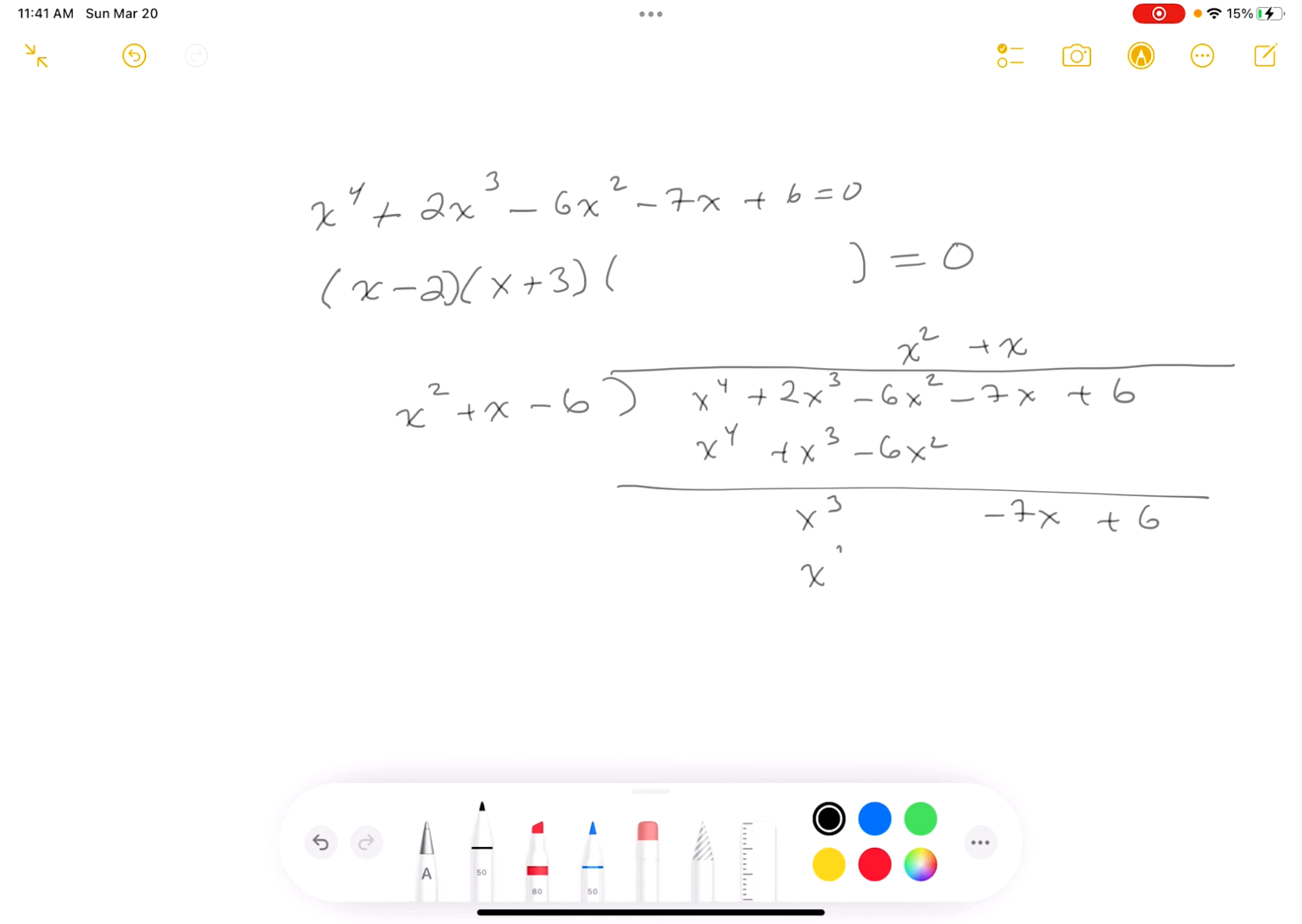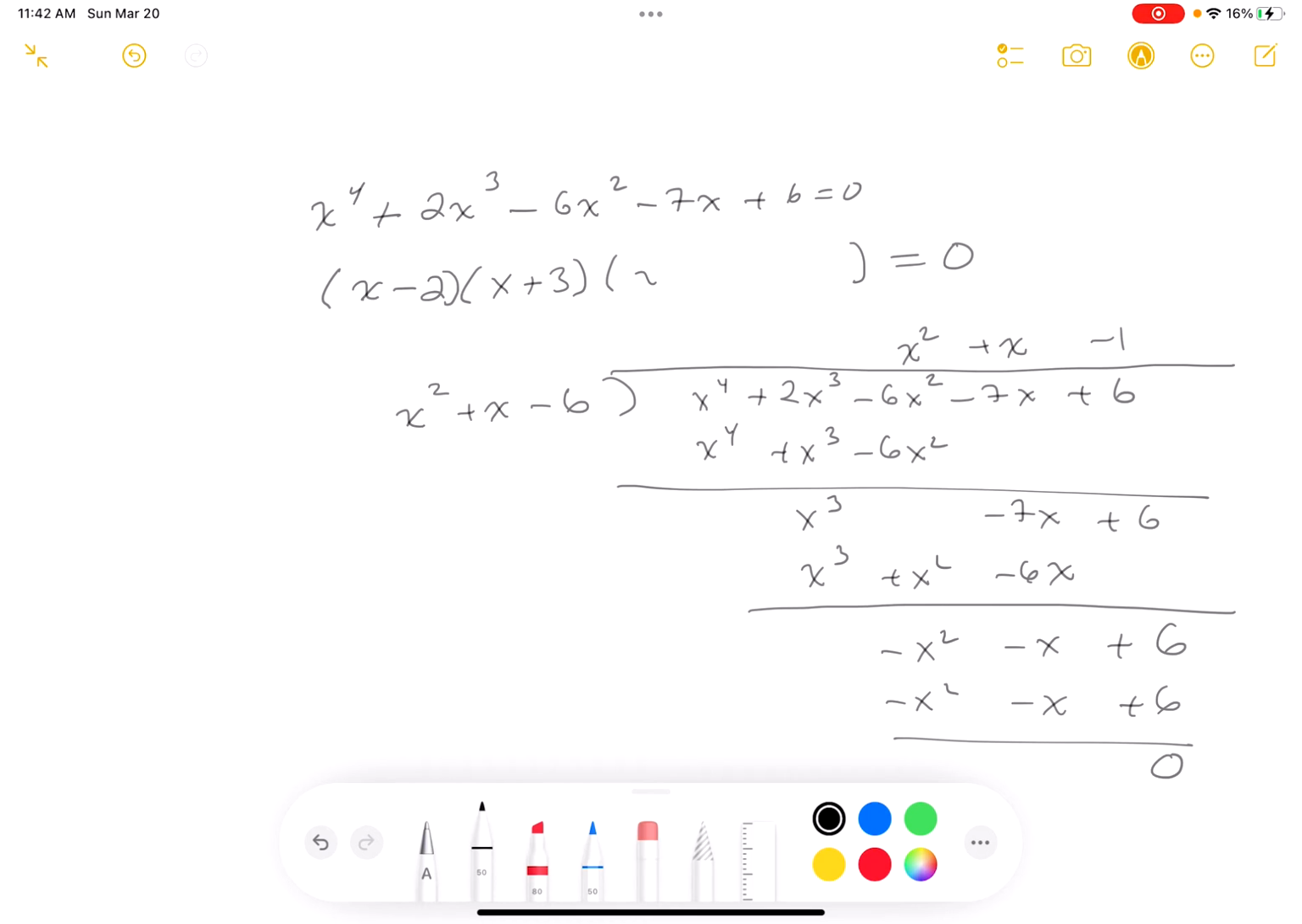What do you get there? x cubed plus x squared minus 6x. Subtract. Get minus x squared minus x plus 6. Well, it looks like -1, doesn't it? You get minus x squared minus x plus 6. Well, as expected, 0. Yeah, the picture's pretty good.